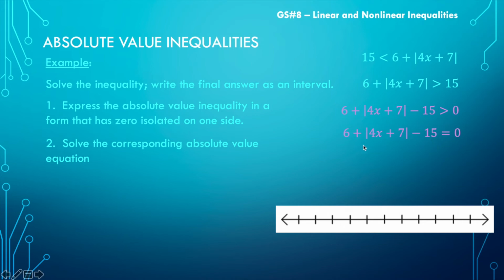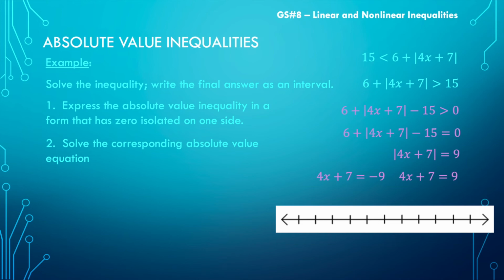So if I'm looking at the constants combined on the left side, I've got 6 minus 15, which is negative 9. But if I shift it to the right, it will be positive 9. So I have the absolute value of 4x plus 7 is equal to 9. Now I've got that absolute value equation, so the absolute value piece is isolated. Rewrite it so there's no absolute value bars with a negative and positive 9. And then solve for x.